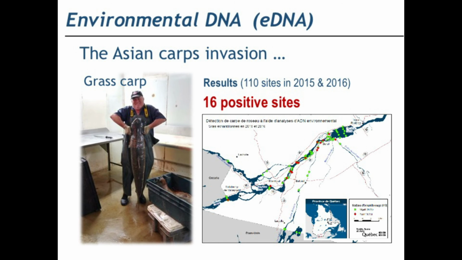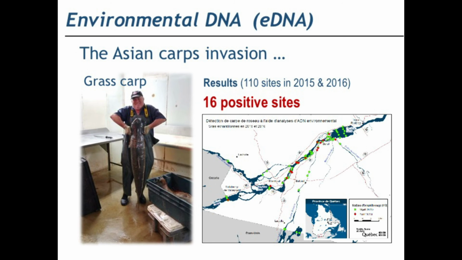I did some work with the provincial government in Quebec, because obviously they were worried about the possible presence of one or more of these four Asian carp species in the system. So we developed the assay to survey them through eDNA in the system, and we did that over two years, 2015 and 2016, and we detected 16 positive locations, which are in red in the system here.